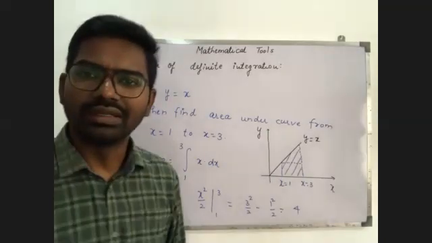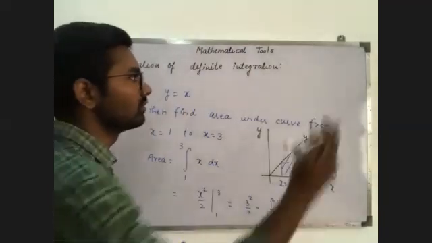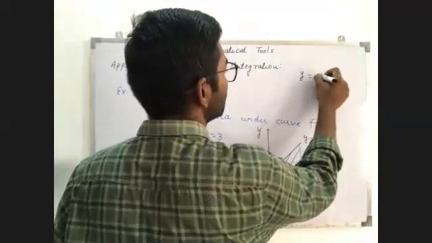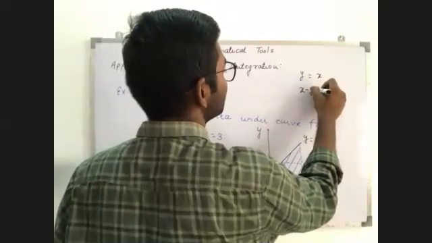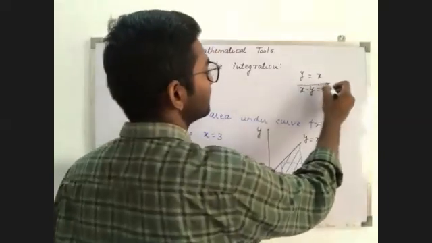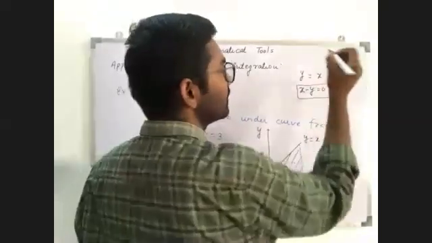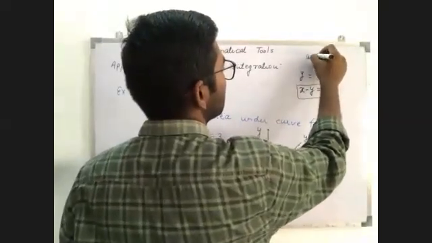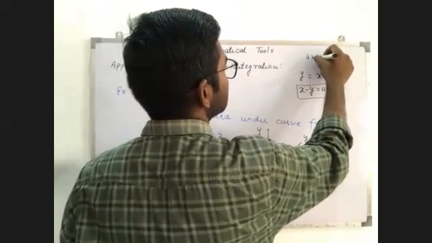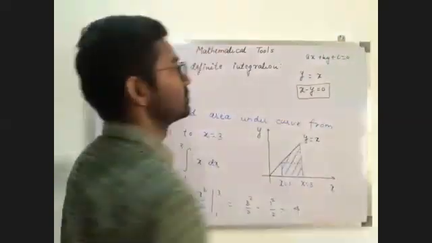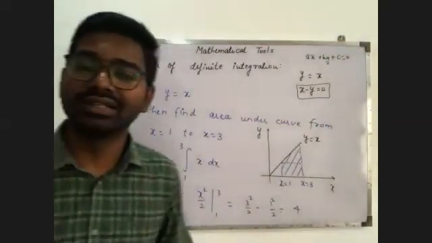Chandana, y equals x is a straight line. How do we know? We know that y equals x, or x minus y equals 0. Can I say that this is nothing but a straight line equation? What is the general equation of a straight line? ax plus by plus c equals 0. This is the general equation of a straight line.